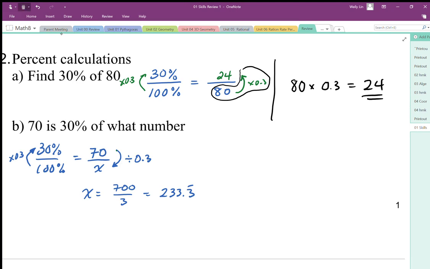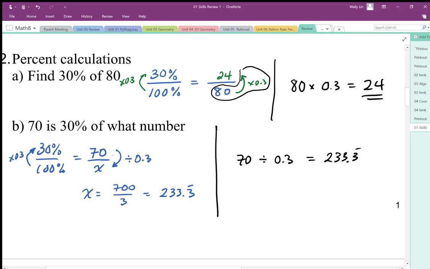If I want to show this using my times divide strategy, I can start with my 70, and because I'm going the opposite direction, I need to divide by the 30%, and that's going to give me my 233.3 repeating. And that would represent this calculation in my proportional equation. So this strategy of times and divide shows up in my proportional equation.